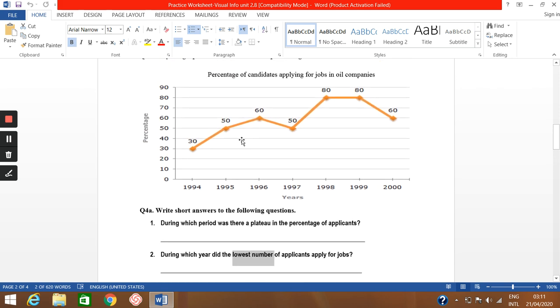Now, definitely, since the graph starts from 30%, goes up to 50, 60, 50, 80%, then it goes down. I think this is very straightforward. The lowest means the least number. So the lowest here is 30%. Now, he's not asking about the percentage. He or she wants us to find in which year. So when you go down, you will find that this one corresponds to the year 1994.